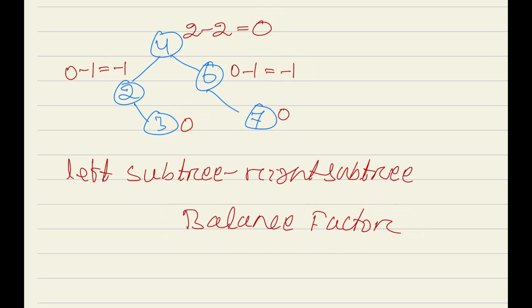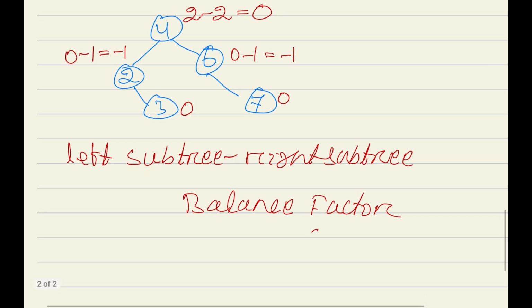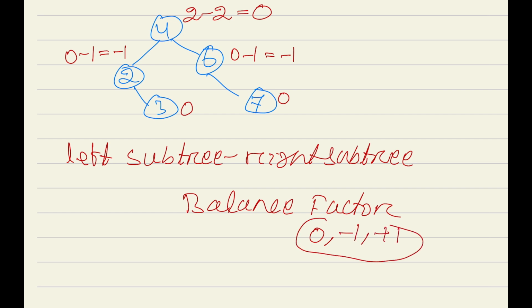So the balance factor of a node in an AVL tree is nothing but the difference of the height of the left subtree minus the height of the right subtree. For an AVL tree, the balance factor will be 0, -1 or +1. So there are only 3 values here, no other values are allowed.